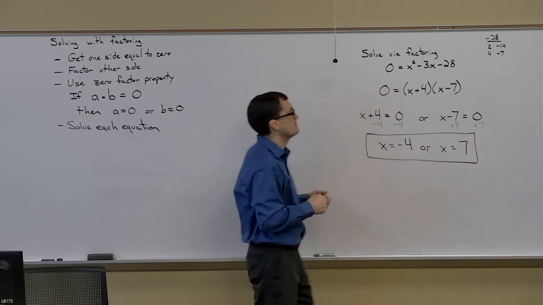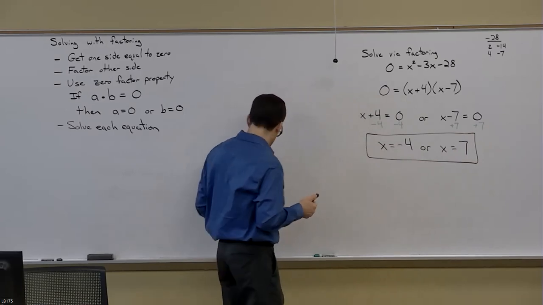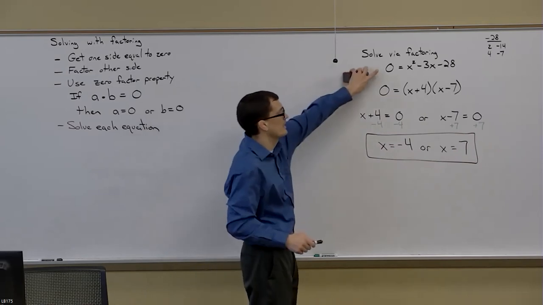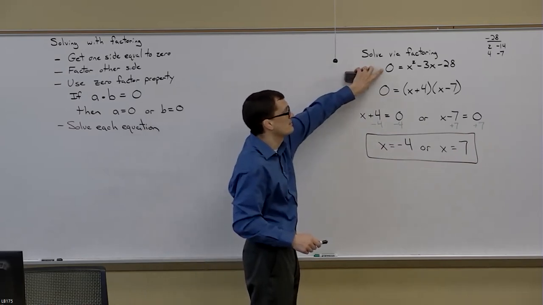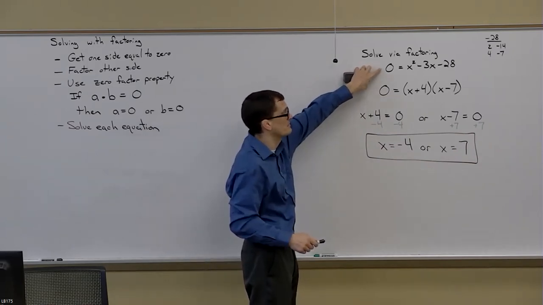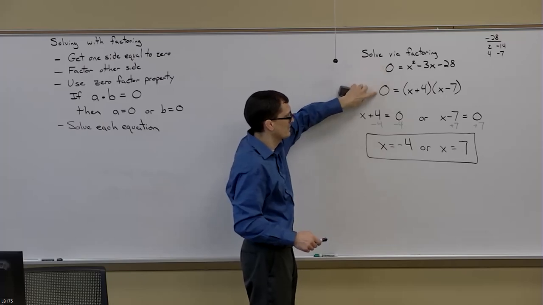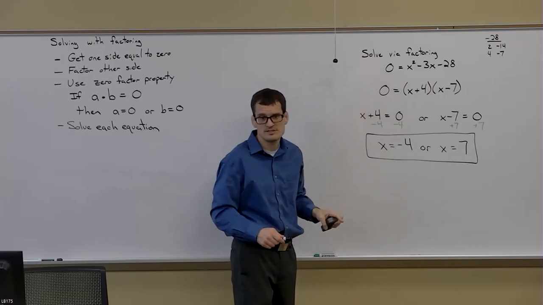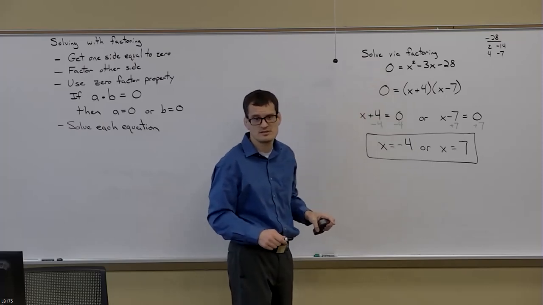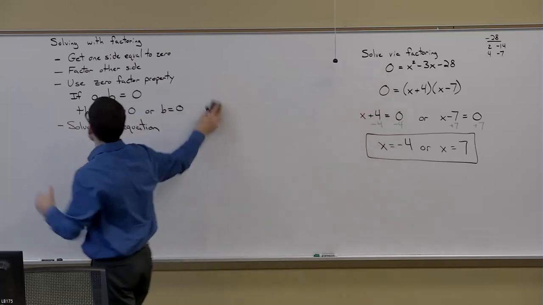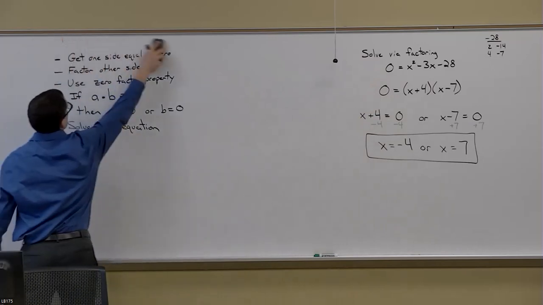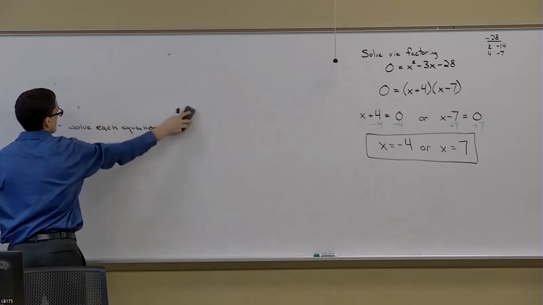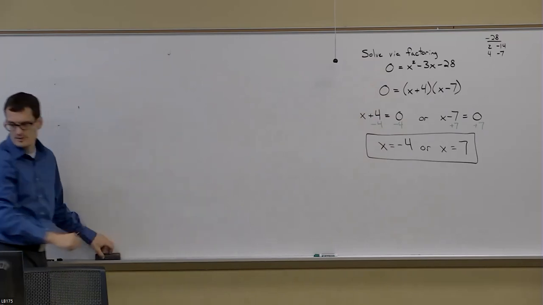So that's the basics of factoring. If we have a quadratic equation that can be solved via factoring, we get one side equal to 0, factor the other side, set both pieces equal to 0, solve both pieces. All right, that's basically what this is. Let's do another.